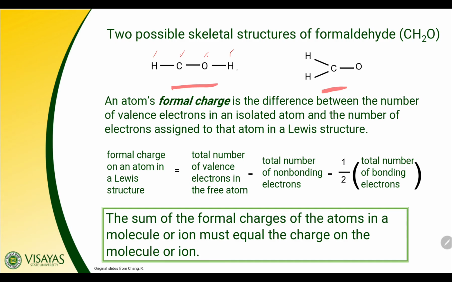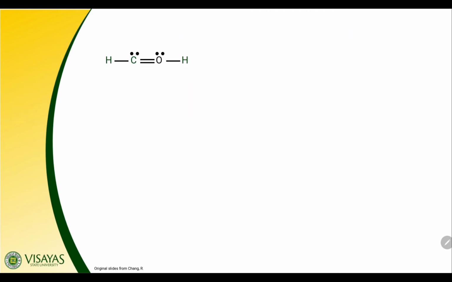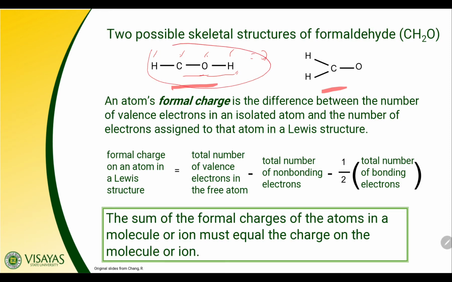So for example, this structure is neutral. When we add the formal charges of each of these elements here, you should get a total of 0. That is what is meant by the sum of the formal charges of the atoms must equal the charge on the molecule or ion. So let's look at this first structure.